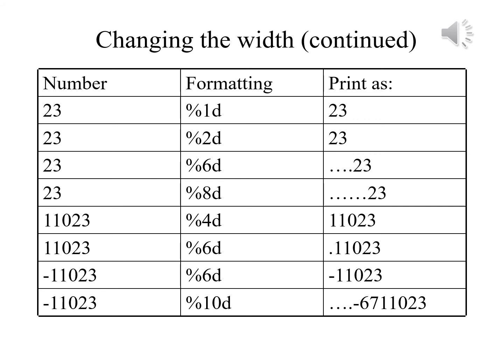Now for 11,023, I have %4D, which fits the number because it makes room for the extra digit. And %6D, we have 1 blank space and then the number. For negative 11,023, %6D fits exactly because, again, the negative sign takes up another space. In the case of negative 11,023, you'll see that I have 4 blank spaces followed by the number, 1 less blank because I need an extra space for the negative sign.